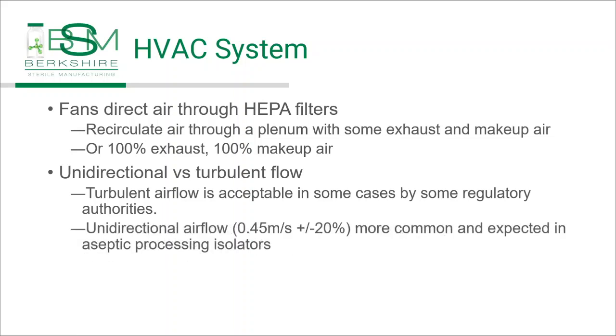But by and large, unidirectional airflow is more common and expected, specifically in aseptic processing isolators. And the universal 0.45 meters per second, or about 90 to 100 feet per minute, is what's generally used for the unidirectional airflow.